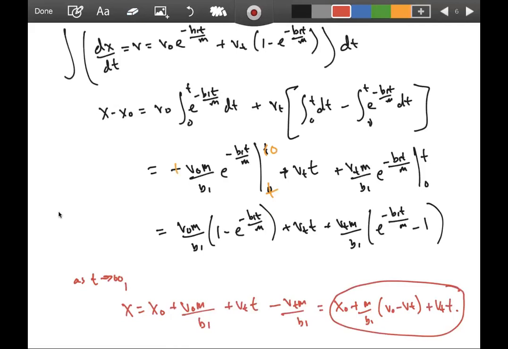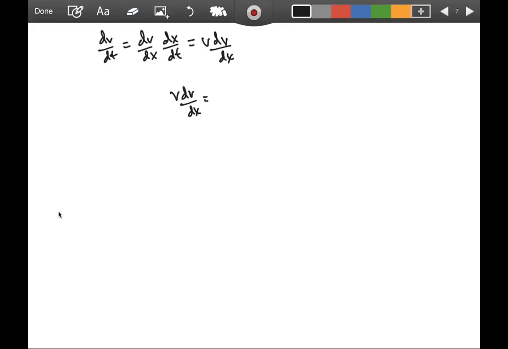Okay. So finally, let's find the position as a function of velocity, or the velocity as a function of position. So let's go ahead and do that. Again, remember that our dv/dt, we can rewrite as dv/dx times dx/dt using our chain rule, which is the same thing as v times dv/dx. So let's go back to our initial points. We have acceleration, or dv/dt. So we get v dv/dx equal to g minus b1 over m times v.